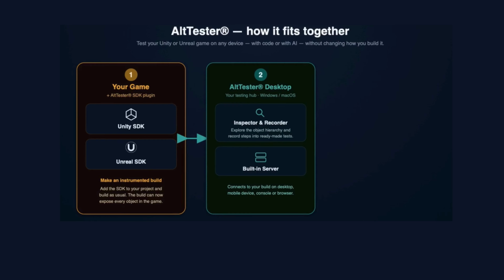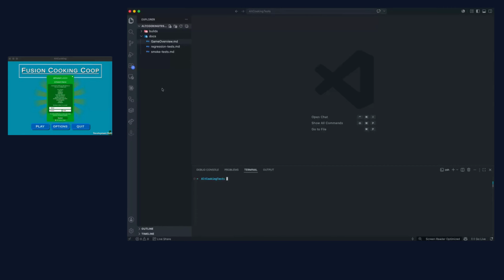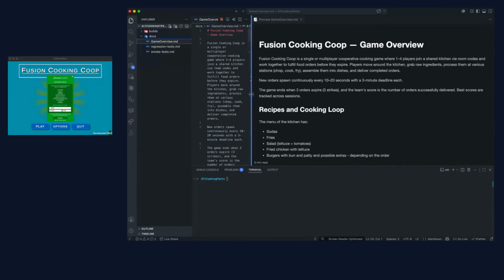From there, you automate. You can write your test once with AltDriver in C#, Python, Java, or Robot Framework. Alternatively, you can use AI tools to generate the code and run automated tests through the AltTester AI extension. So let's see it in action.